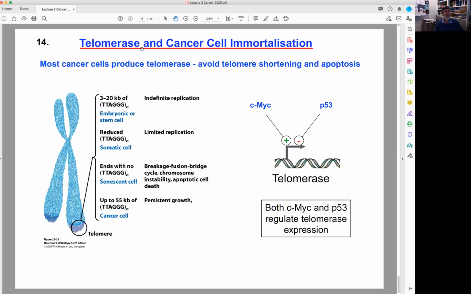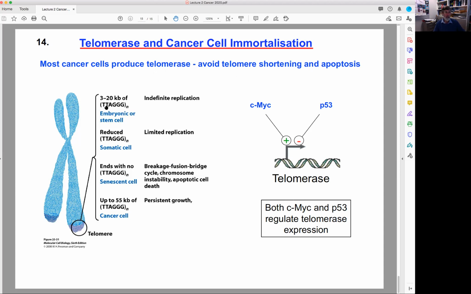So here, just now considering telomerase and cancer cell immortalization. And this is one of the key events, again, that gives cancer cells their immortality, that they can replicate unlimited. And I think some of the first cell lines taken from cancer cells was back in the 1950s, and certainly in the test tube or in the lab, they're still proliferating just fine. They're basically immortal. So most cancer cells produce telomerase to avoid telomere shortening, which leads to apoptosis.